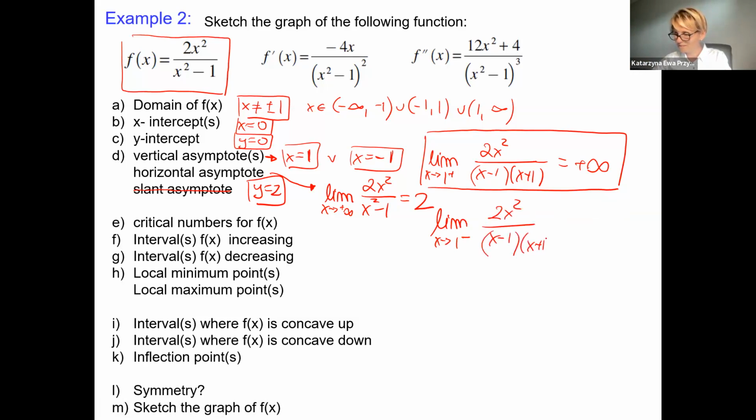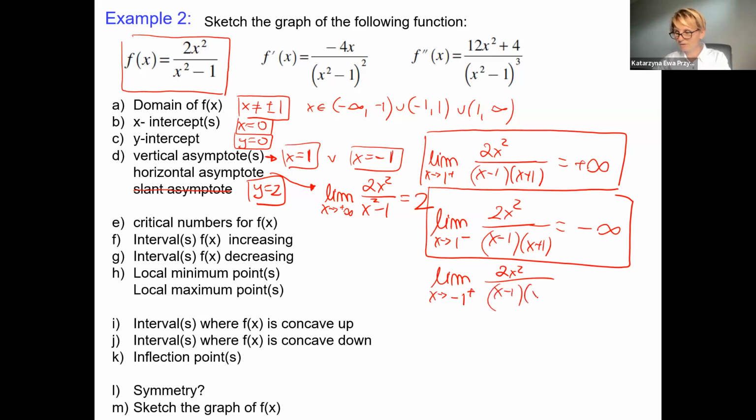On the left-hand side, we will have negative infinity. That's how we know the function behaves. And the same for negative 1. Please tell me, what is the limit as x approaches negative 1 from the right-hand side of this function? Positive or negative infinity? Definitely infinity, because 0 stays in the denominator. Dividing by a small number is a big number.